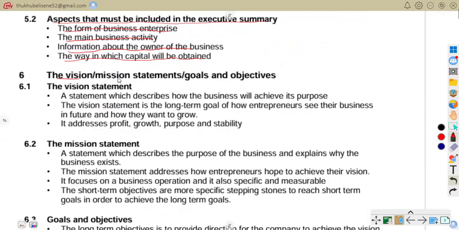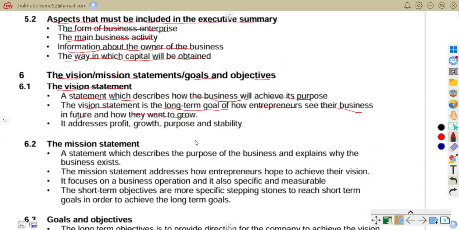Now let us move on to the vision, mission statement, goals, and objectives. We start with the vision statement. As it says, the vision statement describes how the business will achieve its purpose. It explains the future direction of the business, like to become South Africa's leading eco-friendly clothing brand. The vision statement is the long-term goal of how entrepreneurs see their business in the future and how they want to grow.